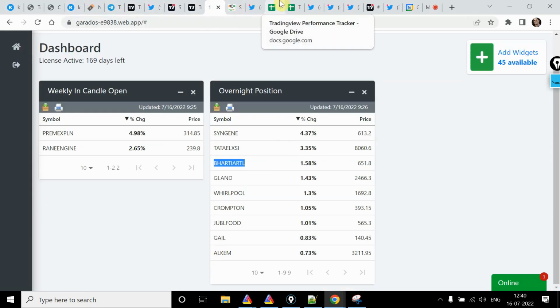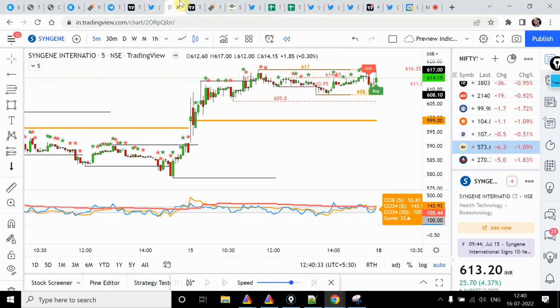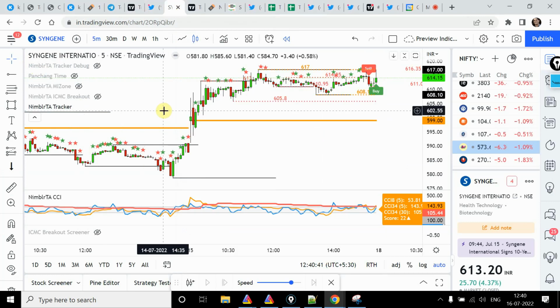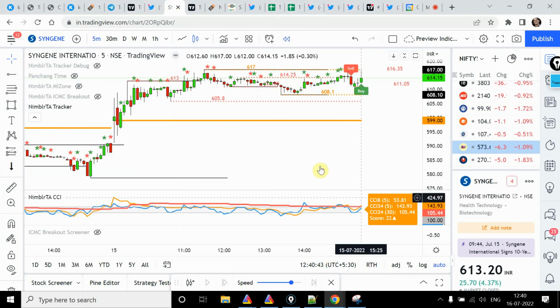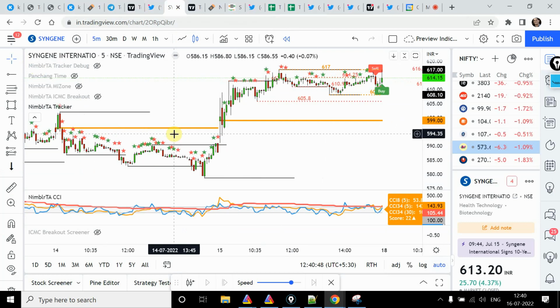Okay. So this NimblrTA tracker, when I apply it to indices, it was showing the last two buy and sell signals. Yeah, actually, recent ones are shown. If you want to increase it, you can increase it, but then too many labels might disturb your actual analysis. To do the back testing, suppose if I want to see yesterday's data, how it worked.